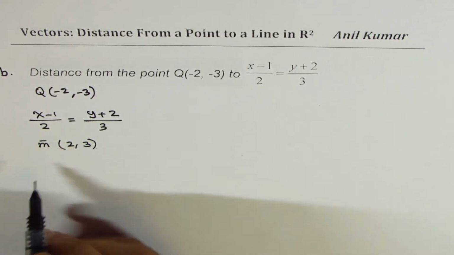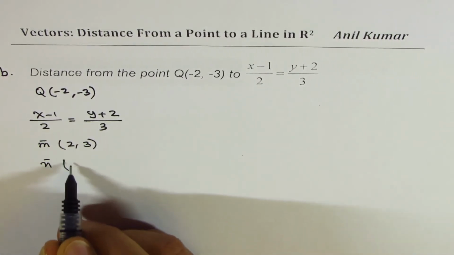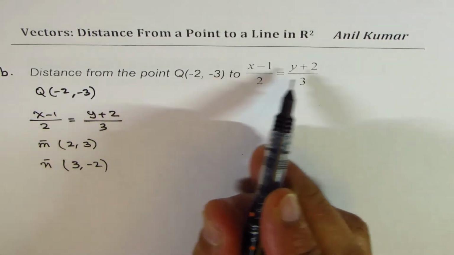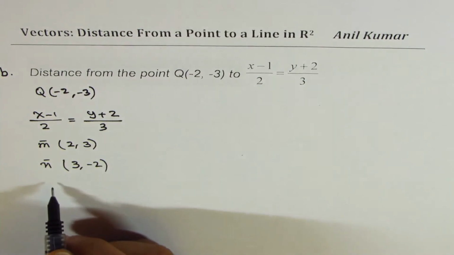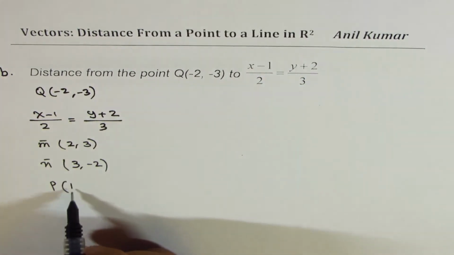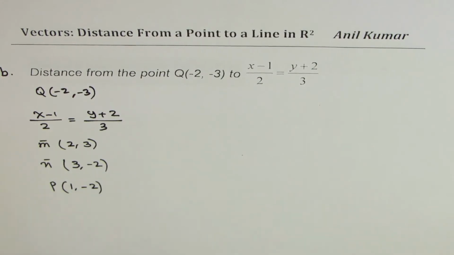So if (2, 3) is a direction vector, then the normal will be (3, -2), correct? And any point, you know one point here at least. So let's call that point P as (1, -2). Is that clear? Right? So that becomes the point.